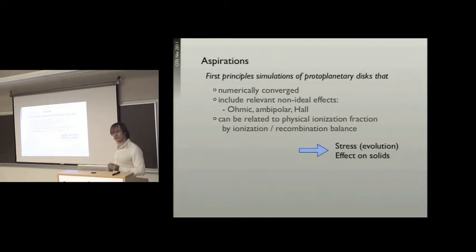What can we actually do? Well, that's obviously not as good as what we'd like to do. Very rarely is it? So at the moment, I think I'll show you some results. I think we're making some progress in having simulations of the MRI that are actually numerically converged. So questions of resolution and domain size we can address reasonably well, I think, at least in ideal MHD. For the non-ideal effects, we do a pretty good job with the ohmic diffusion and the ambipolar diffusion.